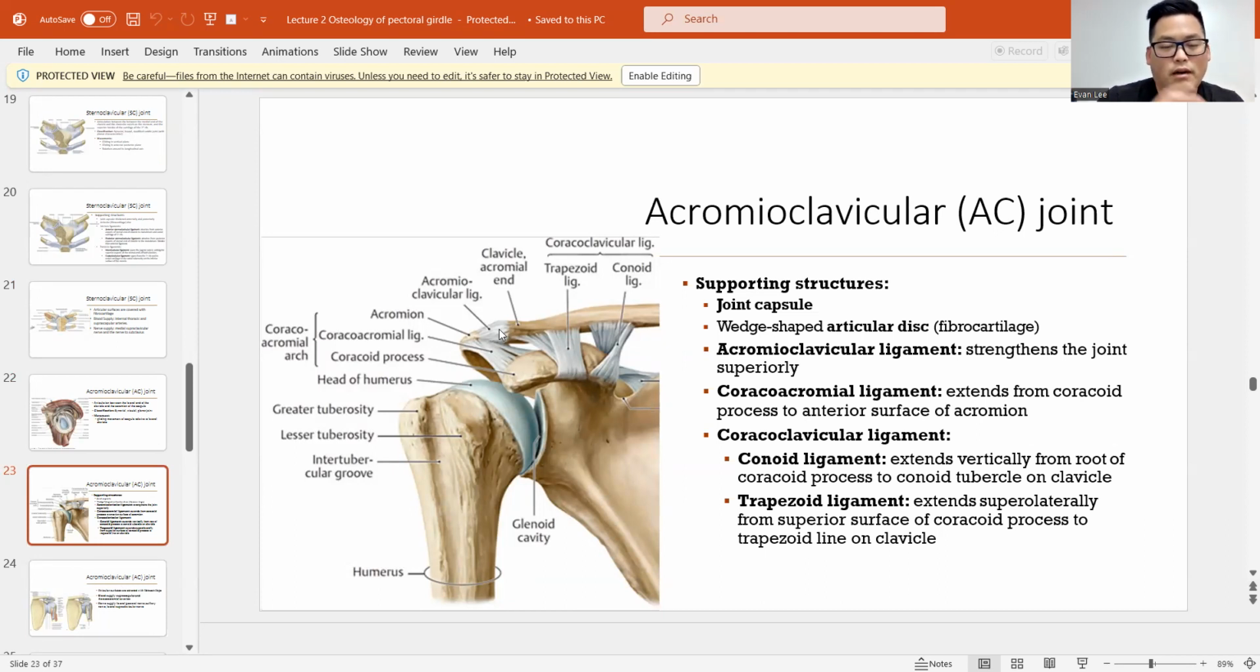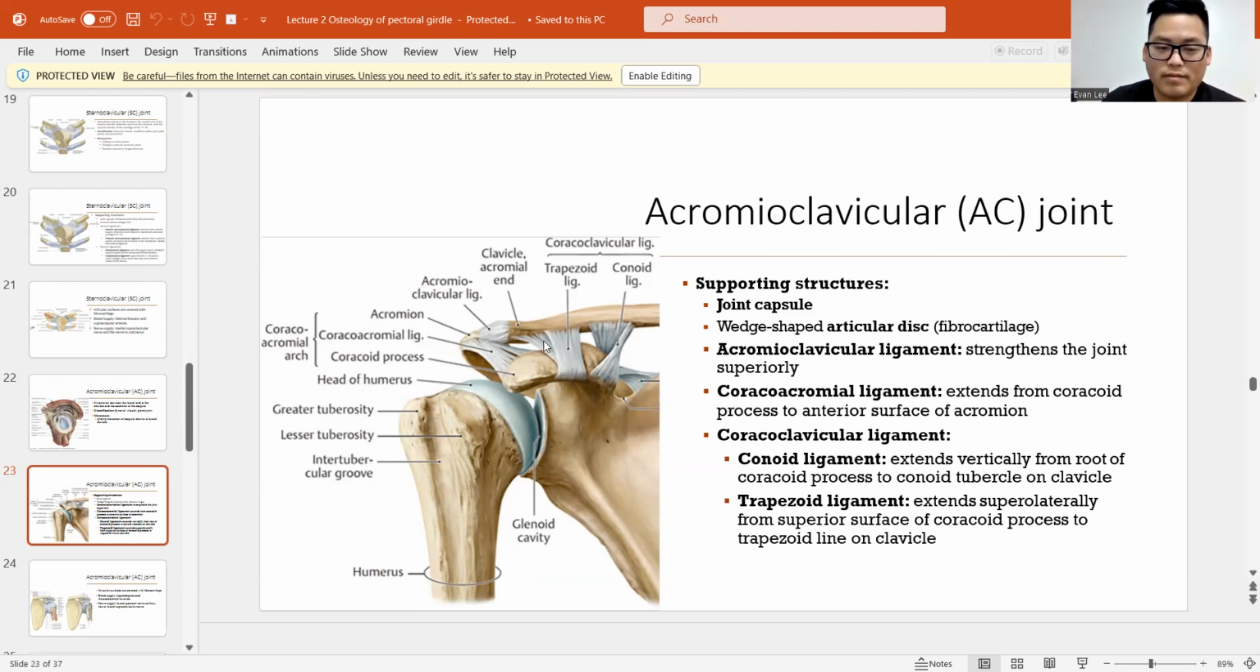But then to keep it all together and supported as well, there's also going to be the coracoacromial ligament. So coraco, do you remember the coracoid process? And then the acromion here, there's going to be a ligament here, which actually forms the roof of this shoulder joint where a lot of stuff will pass through.